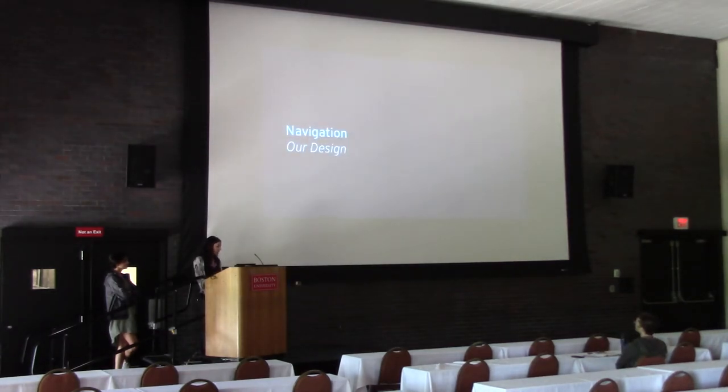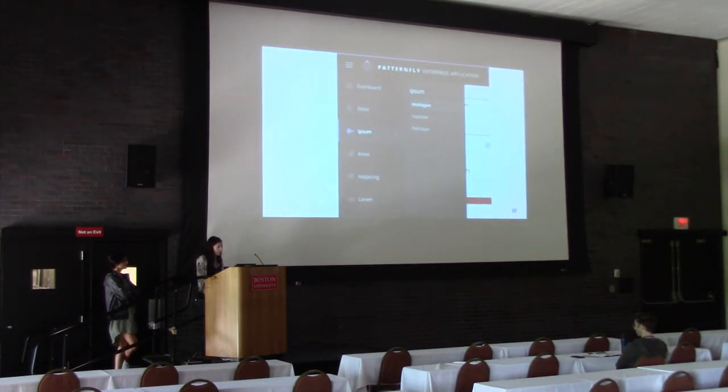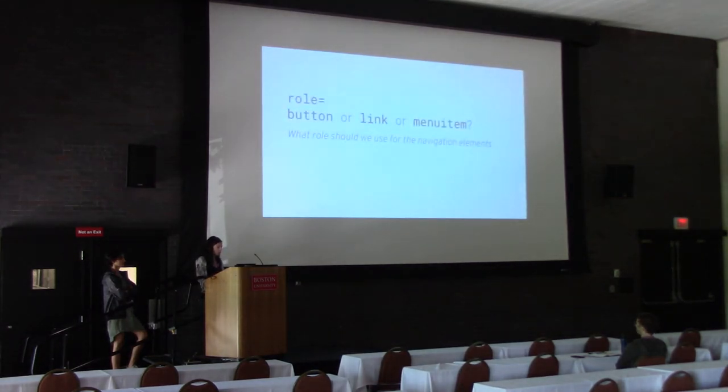The next component we tested was navigation. A similar interaction pattern to our button menu, you have toggles in this menu that can show and hide a submenu. Those toggles are also mixed up with elements that are just links on the page. So in this case, you can see Delore is a link to another page, but Ipsum is a toggle that displays another menu. The first question we had was what role should we use for those menu items in our navigation menu? Should it be a button, a link, or a menu item?